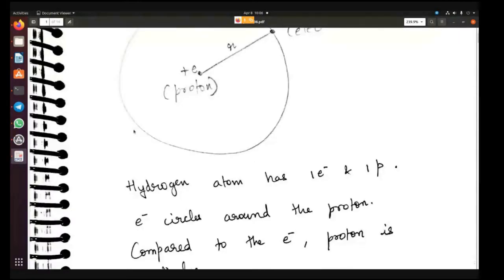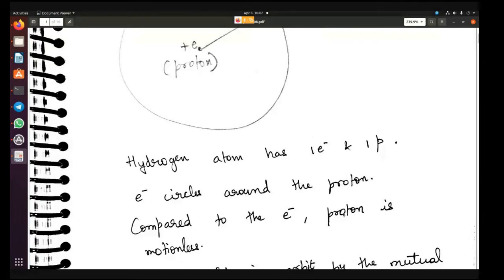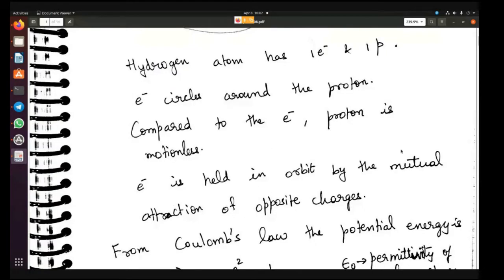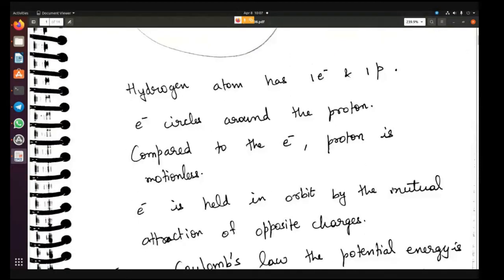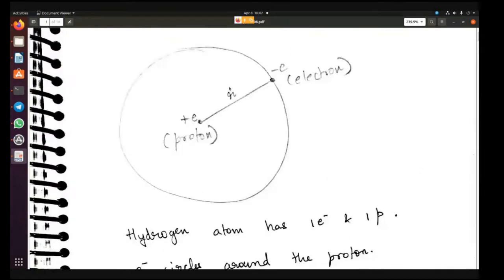So what I've written here is, hydrogen atom has one electron, one proton. Electron circles around the proton, and compared to the electron, proton is motionless. Okay. So electron is held in orbit by the mutual attraction of opposite charges. That is pretty clear. The proton has plus e charge and electron has minus e charge. All right. And then there is a distance r.